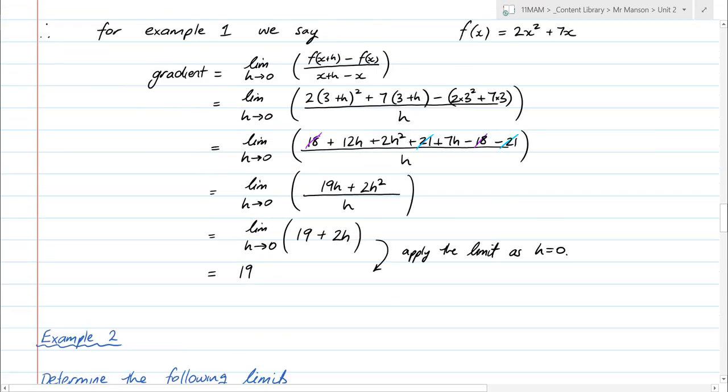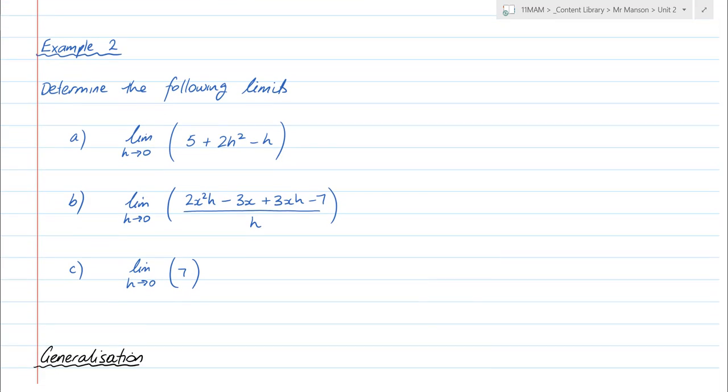Cool, let's roll on then. So example 2, this is your question 3 from 18A. Let's go through it, and I'm going to do part B by factorising the top.